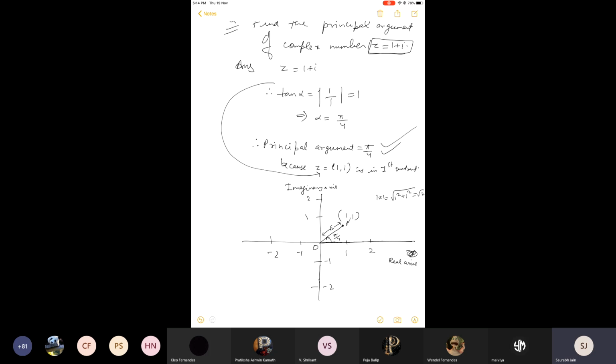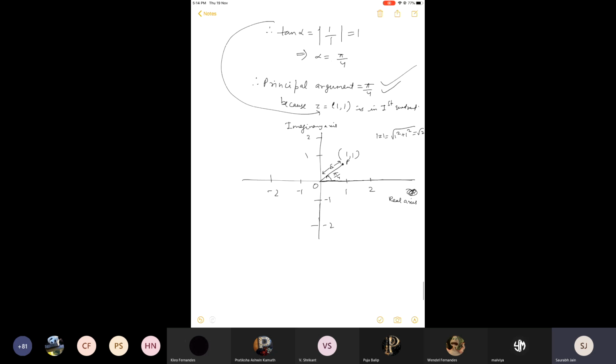Now, to understand this principal argument, let us take one another example where the point is not in first quadrant, right? Let us take one more example. Find the principal argument of the complex number z equals minus root 3 minus iota. This is the complex number minus root 3 minus iota. We have to find its principal argument. Okay. Just wait for a minute.